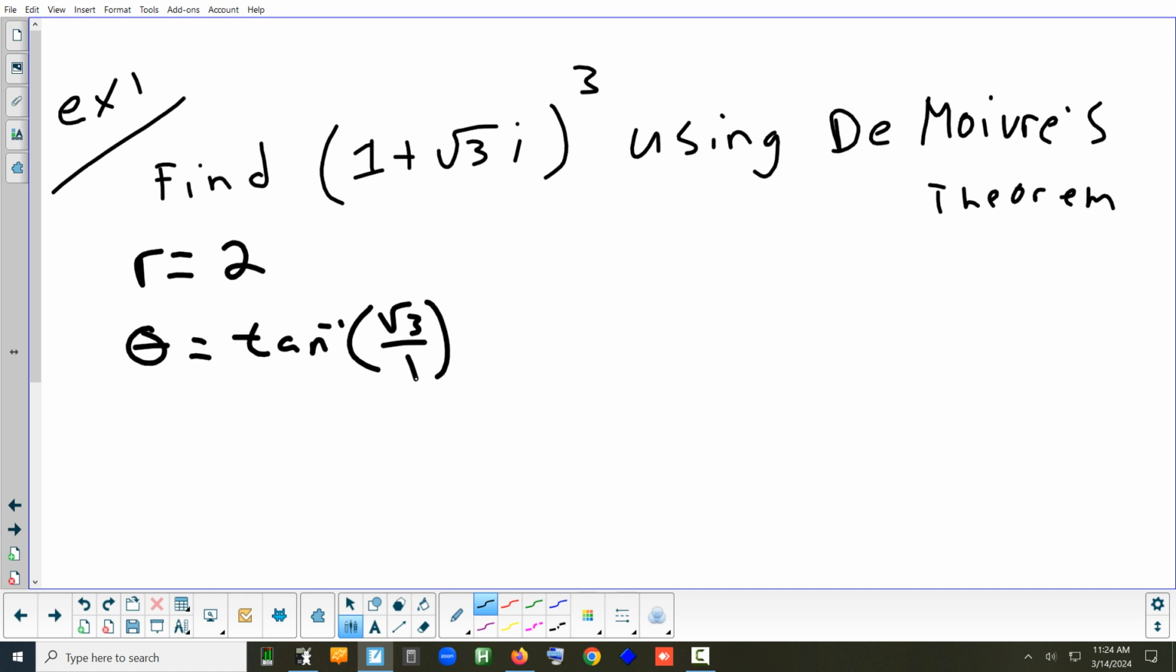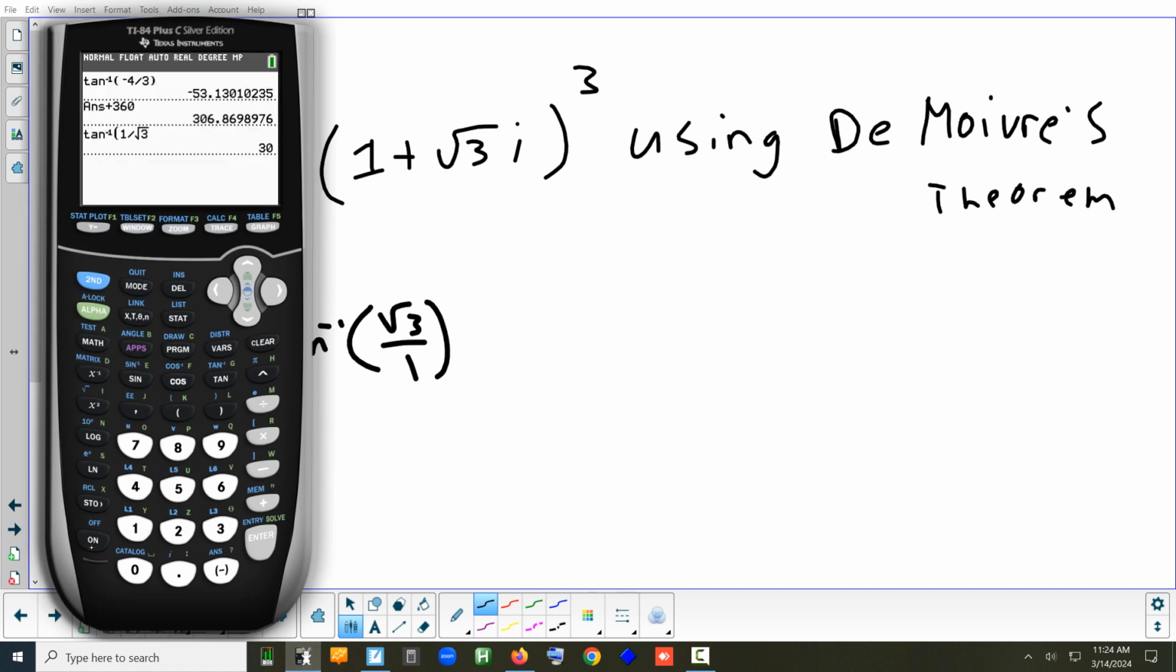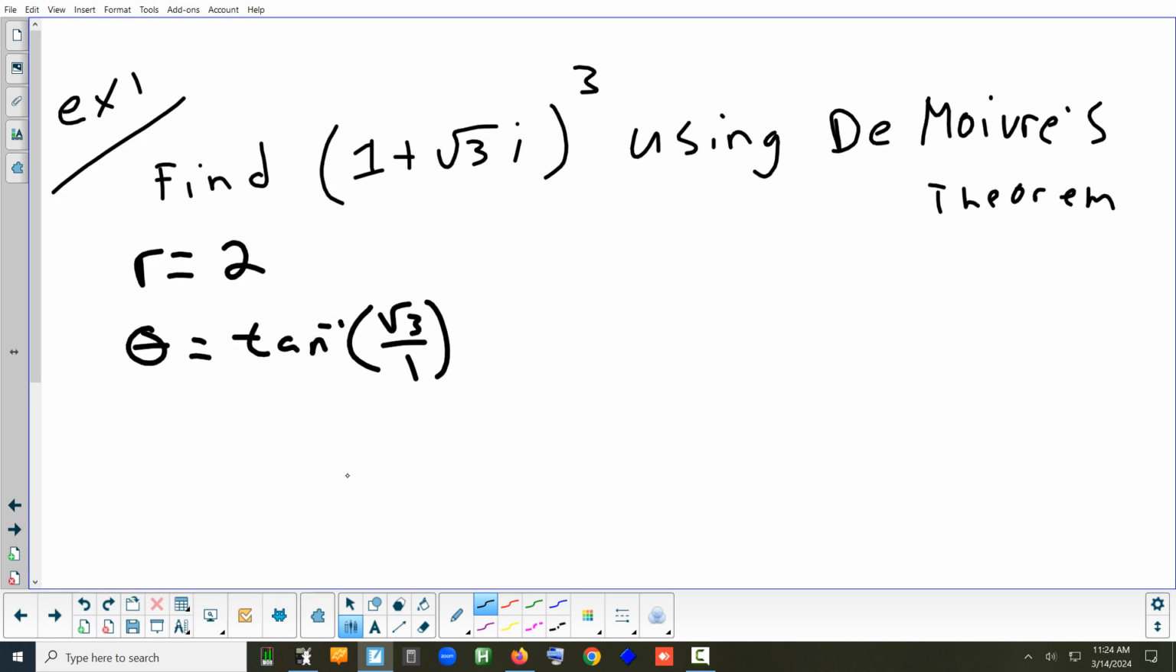Inverse tangent of y over x. Hopefully you recognize root 3. That's always a nice number when you're dealing with tangent. So inverse tangent of square root of 3 gives me 60.